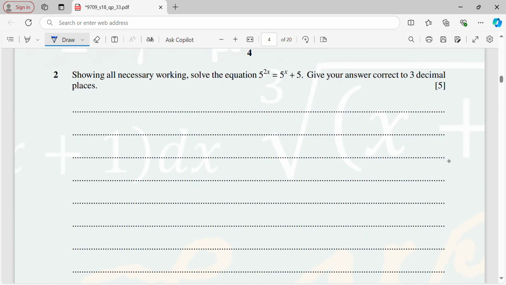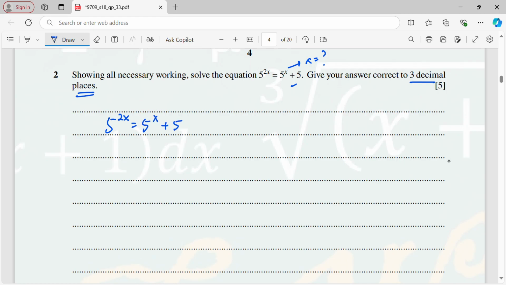Question number 2, showing all necessary working, solve the equation 5 to the power of 2x equals 5 to the power of x plus 5. Give your answer correct to 3 decimal places. So when solve means that you need to find the unknown, that is the x. Okay, we need to find what is the x. So from here, I will write 5 to the power of 2x equals 5 to the power of x plus 5.